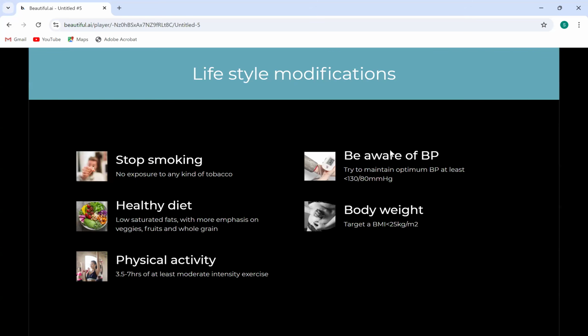Lifestyle modifications would be things that you already know. You need to stop smoking, because you need to advise them to stop smoking. Smoking basically has several negative effects on the endothelium, which accelerates atherosclerosis. Healthy diet, physical activity, monitoring the blood pressure and body weight.